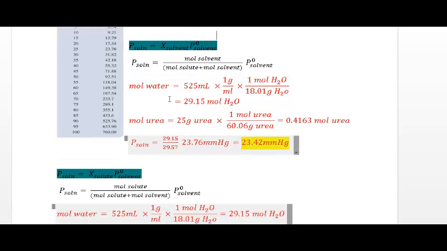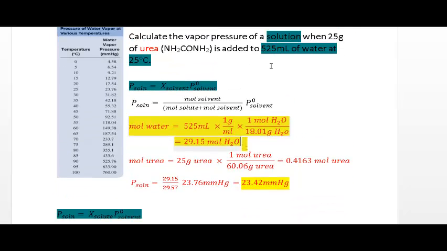I went ahead and calculated the number of moles of my solvent, water. In this particular case, you have to recognize you're given 525 mL of water. The density of water is 1 gram per mL. That's pretty much a safe estimate, so you can get away with saying that. The mL cancel. 1 mole of water is 18 grams, and the grams cancel. So I'm getting 29.15 moles of water, which is the moles of solvent.